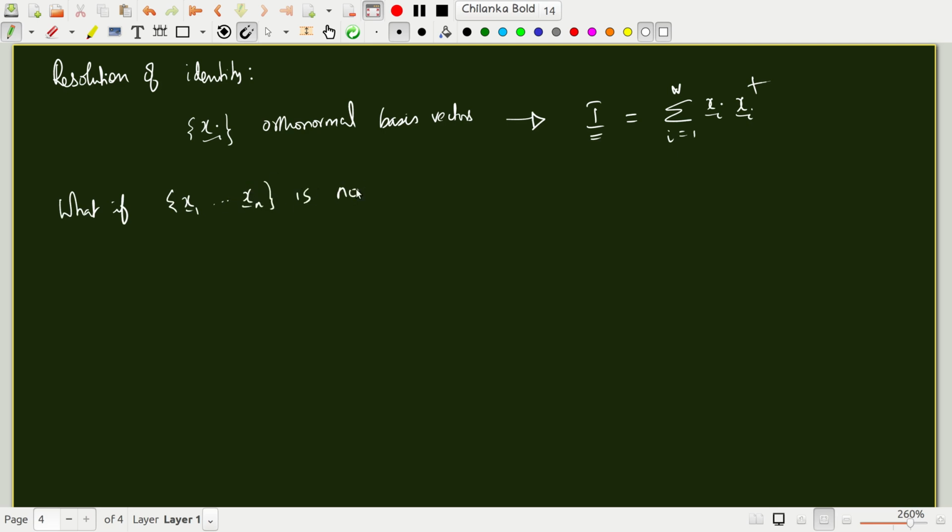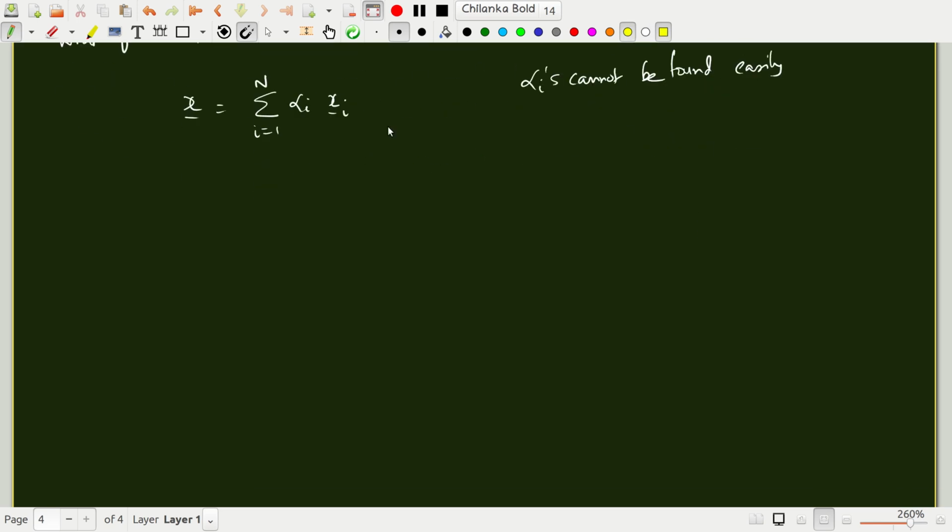Okay, now let's worry about what if the basis is not orthogonal or orthonormal. Then of course we can still write some x as summation alpha_i times x_i, i going from 1 to n, but the coefficients alpha_i cannot be found easily because orthonormality doesn't work, right? Now in this context we already introduced a notion of what is called a reciprocal basis.